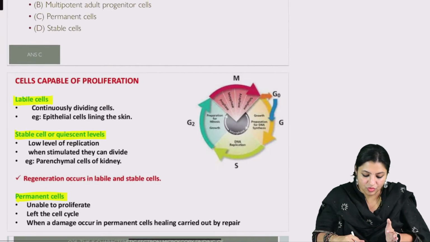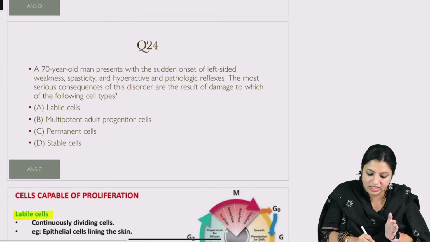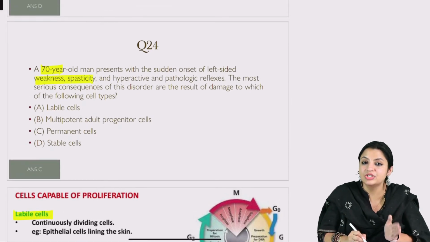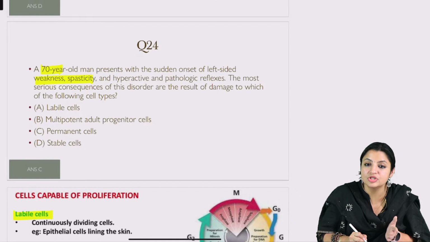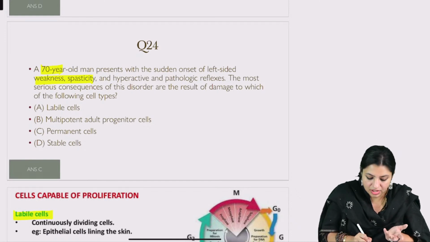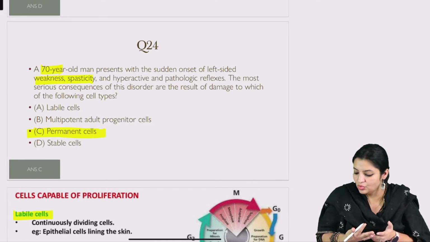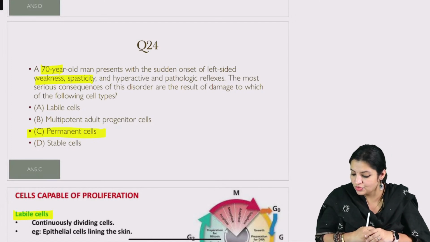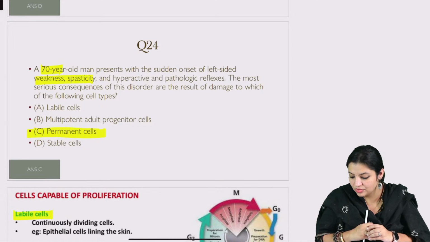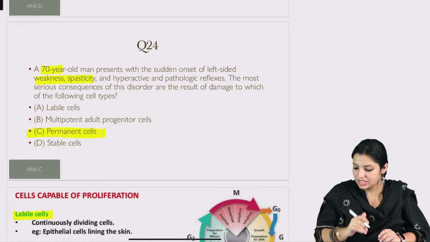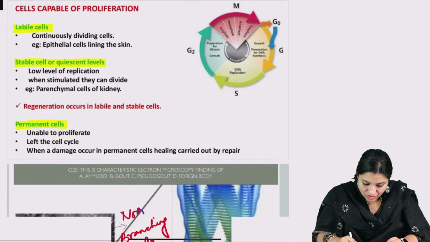So now the question was that this is a patient who has got hemiplegia. Which cells are damaged? Hemiplegia basically damages neurons, which are permanent cells. So it is basically damage to permanent cells, and they will heal only by scarring. Very good, Satish, you answered it perfectly, and Vishnu Priya also, you answered it perfectly. Full marks, right? Okay guys, let's go to the next question.